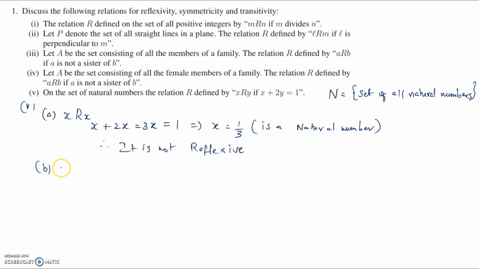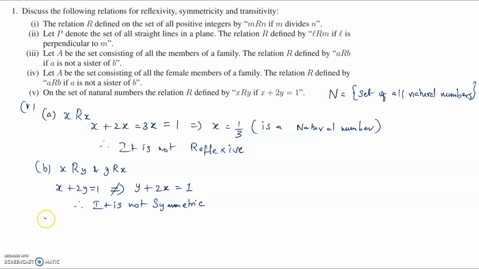Then let's go to B. x is related to y and y is related to x, which means x plus 2y is equal to 1 does not imply that y plus 2x is equal to 1. Therefore, it is not a symmetric relation.